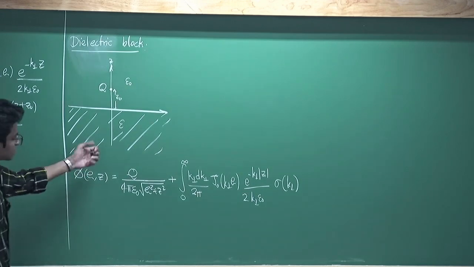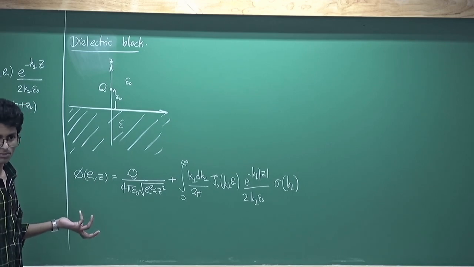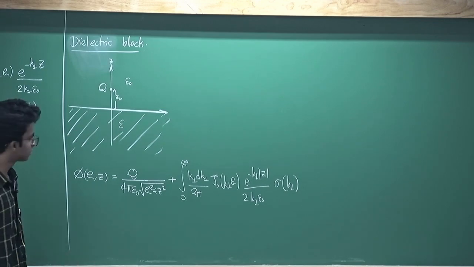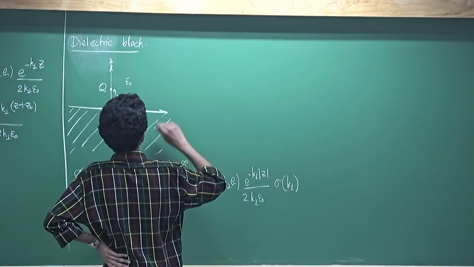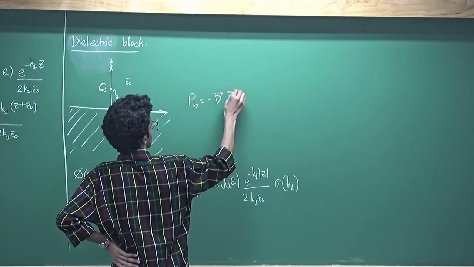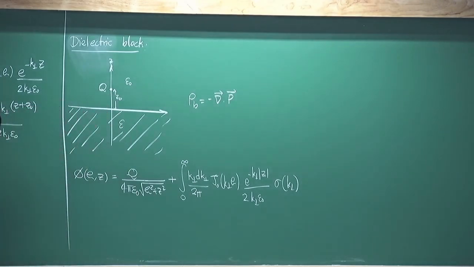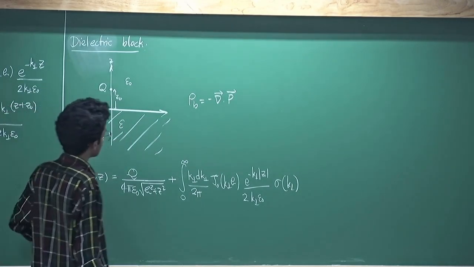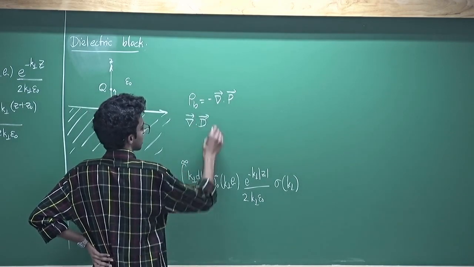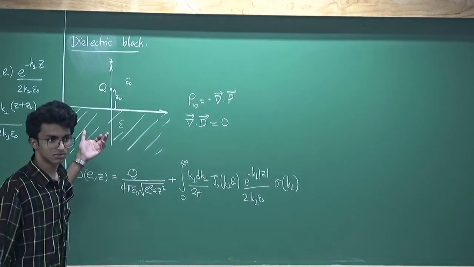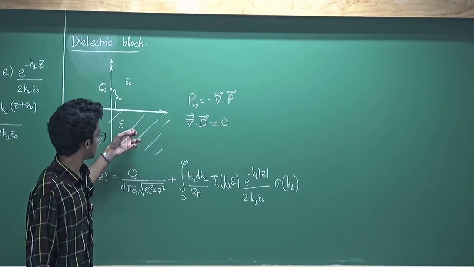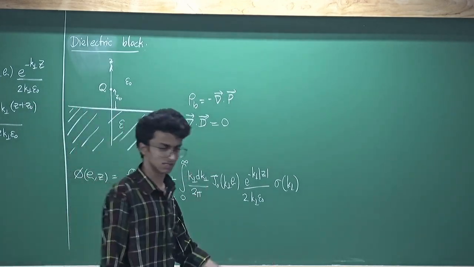In such problems the bound charge goes to 0, but there is some surface charge. Is this clear? Remember that within the dielectric, the bound charge rho b is just minus divergence of the polarization. But within the dielectric, the divergence of the electric displacement is 0 because there's no free charge. Remember that divergence D equals rho f is one of the Maxwell equations, but rho f, the free charge density, is 0 inside the dielectric because we are not putting a free charge inside the dielectric.